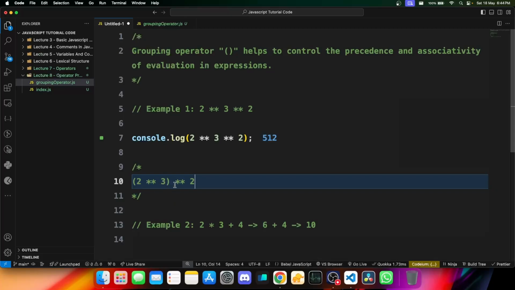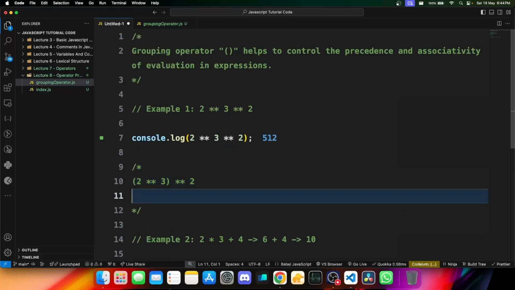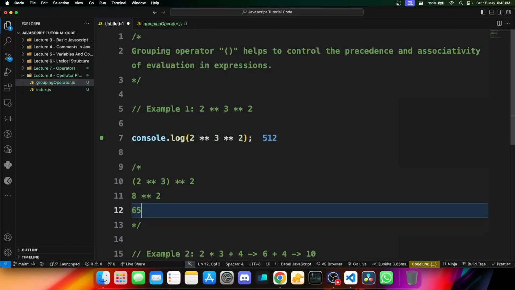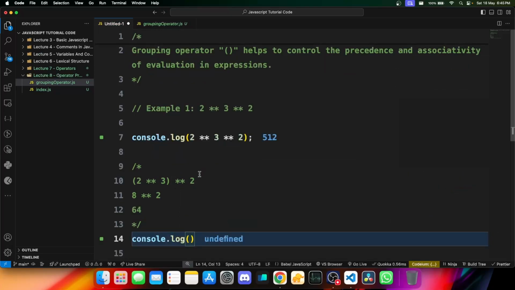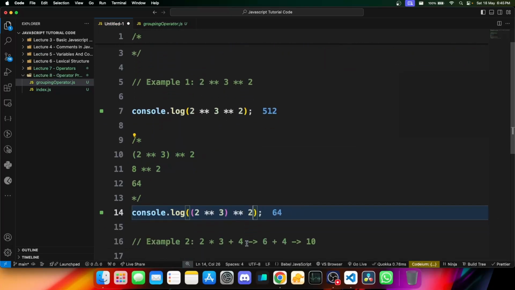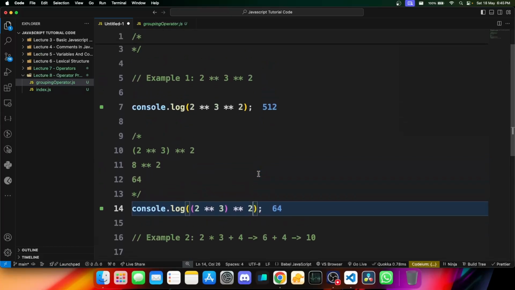So basically, if you see over here, you would have to first solve this, and then you have to solve this. Let's try to see. 2 to the power 3 would give you 8, and then 8 to the power 2 will give you 64. Let's paste that over here and see if the answer is correct. I'm just going to copy this and paste it over here, and you can see I'm getting 64, which is the correct answer.